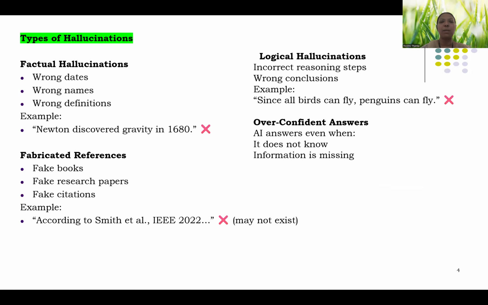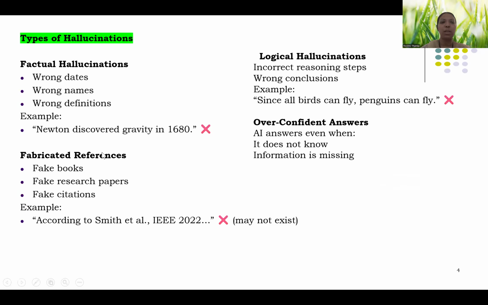There are many different types of hallucinations. One is factual hallucination. The fact itself can be hallucinated. It gives some answer, but it may not be fact or real. It may give wrong dates, wrong names, wrong definitions. For example, it may say Newton discovered gravity in 1680, which may not be correct, because it is just predicting the next tokens. That's how generative AI is working.